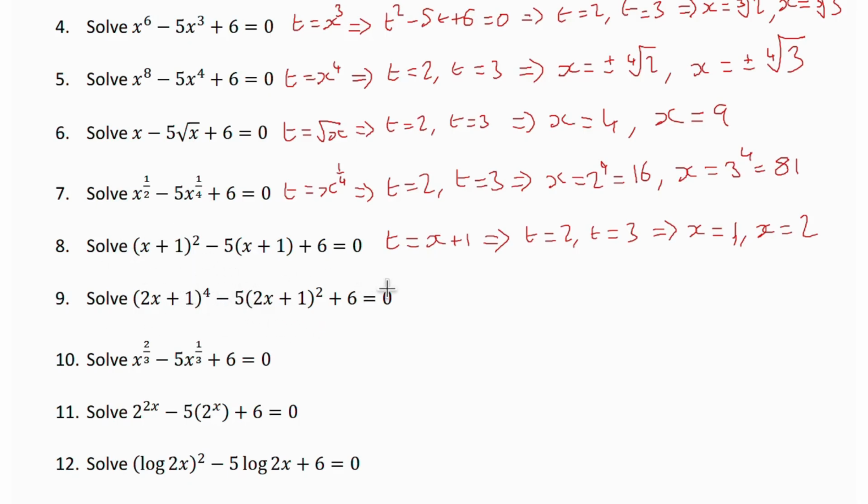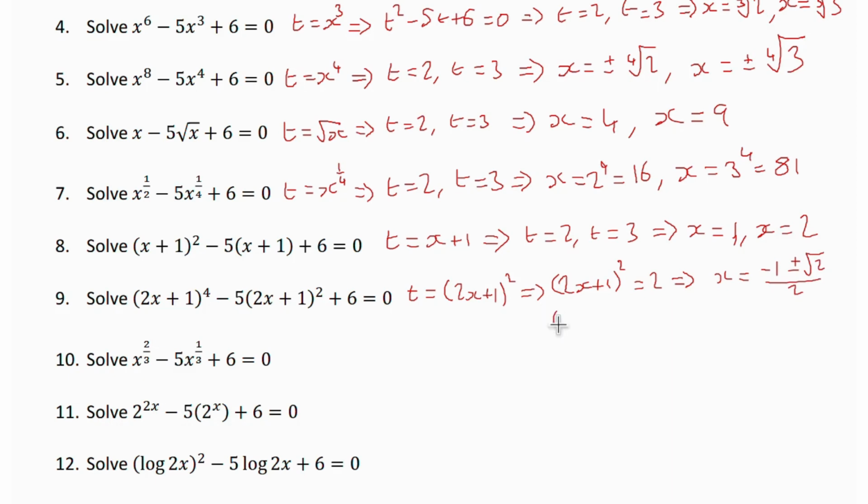In this one, we have to combine two things. T is going to be equal to 2x plus 1 squared, this variable here. As always, t is going to be 2 and t is going to be 3. When t is equal to 2, we get 2x plus 1 squared is equal to 2. That's a quadratic equation in itself that we're going to have to solve. When we solve that, we get x is equal to minus 1 plus or minus root 2 over 2.